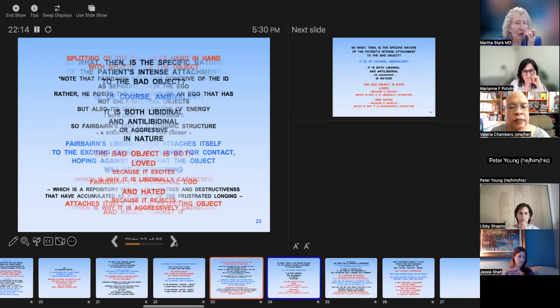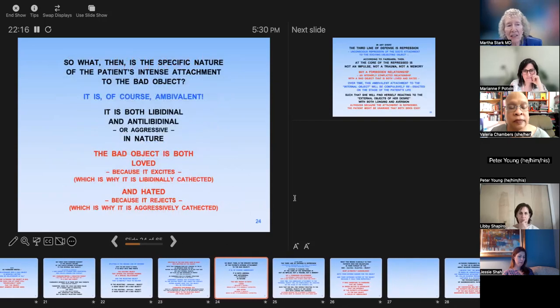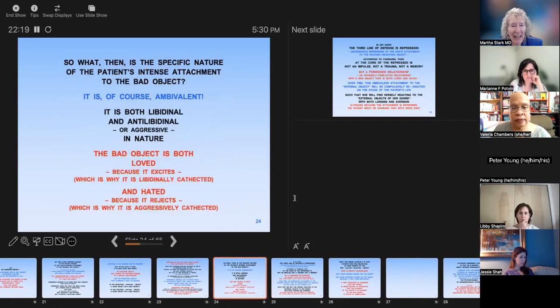So what then is the specific nature of the patient's intense attachment to the bad object? It is, of course, ambivalent. It is both libidinal and anti-libidinal, or aggressive in nature. The bad object is both loved because it excites, which is why it is libidinally cathected, and hated because it rejects, which is why it is aggressively cathected.